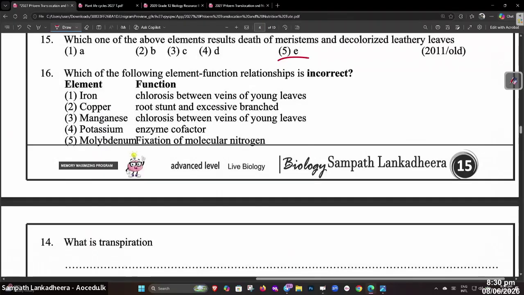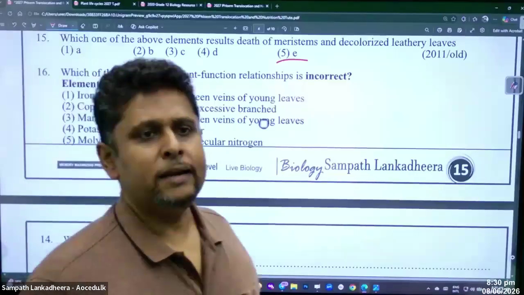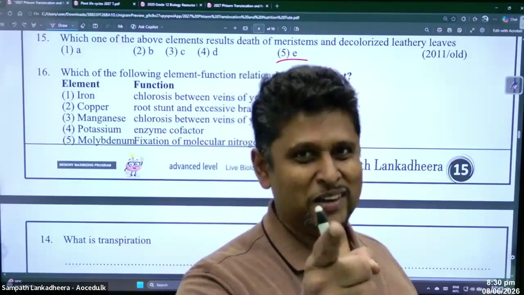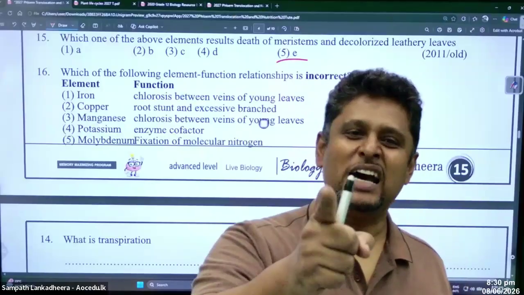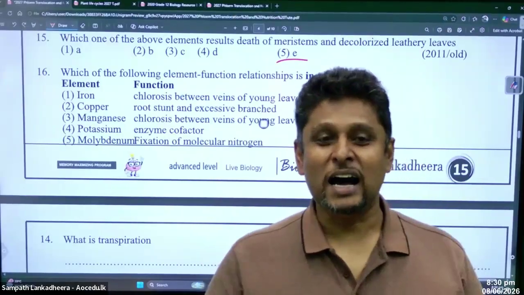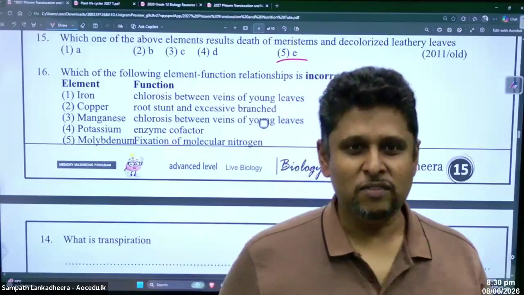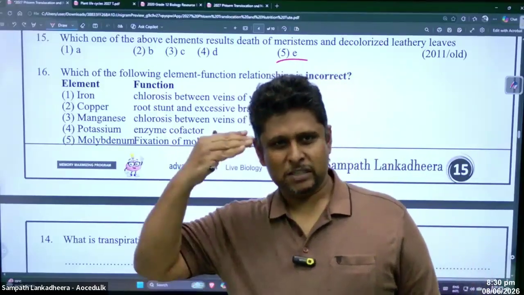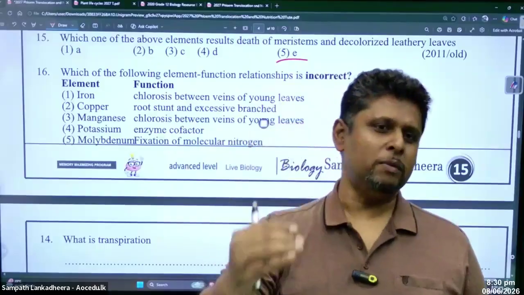Who's involved in fixing molecular nitrogen? Come on. Nitrogen fixation, N fixation. Who is doing that N fixation? You know the answer for that. Who does? Iron? That's very good. Iron, very good, right? So we now remember certain things, we have strong memory.